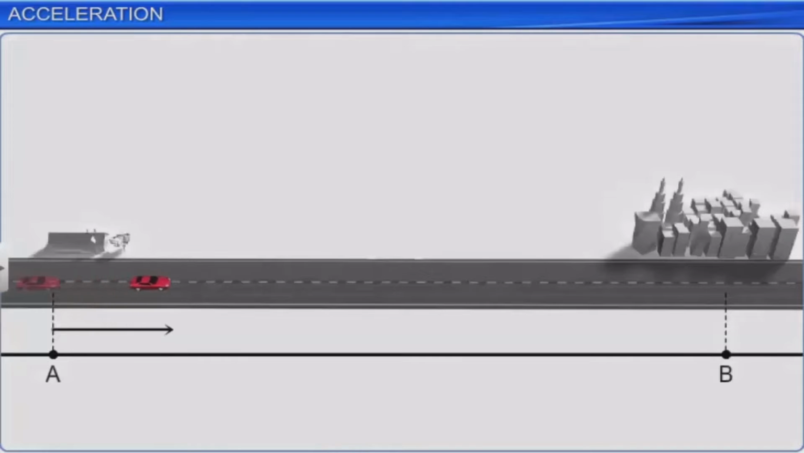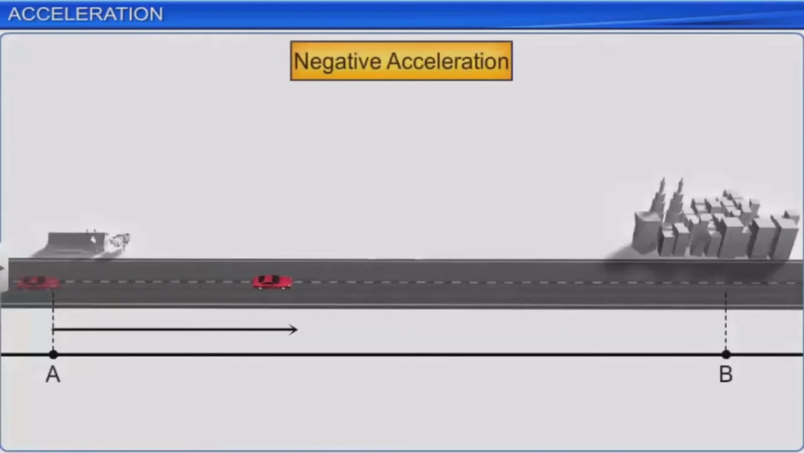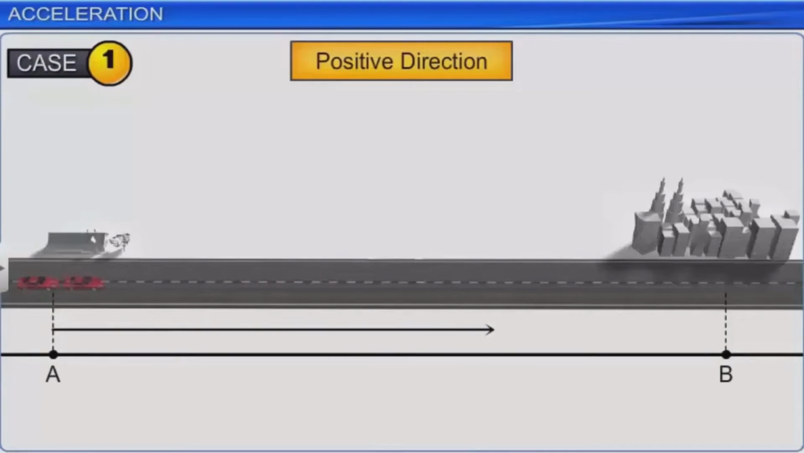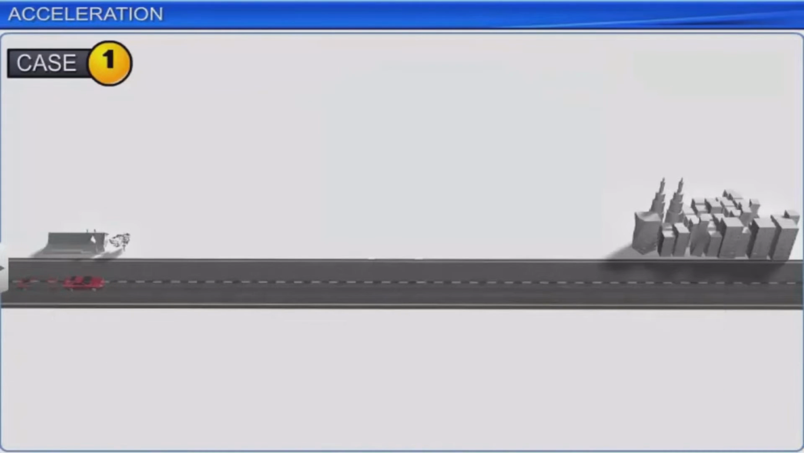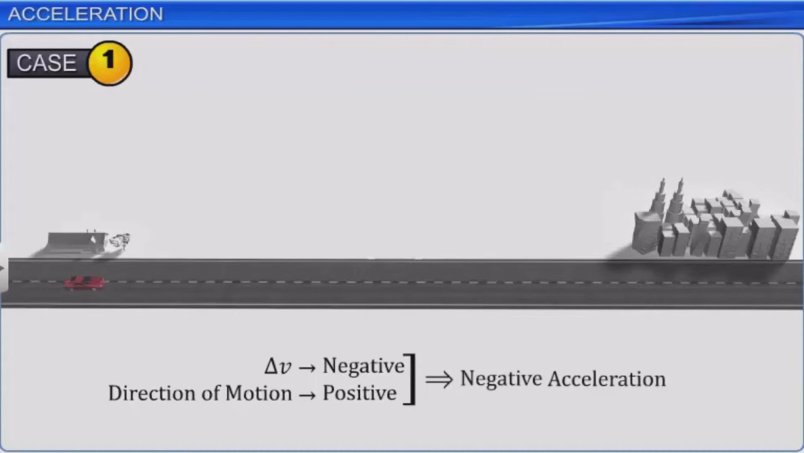Let us now consider cases where acceleration is negative. Case 1. Now consider the car moving in a positive direction, that is, from A to B, with a decrease in the magnitude of velocity. Here, delta v is negative and direction of motion is positive. Since the product of a negative and a positive value is negative, the acceleration in this case is negative.